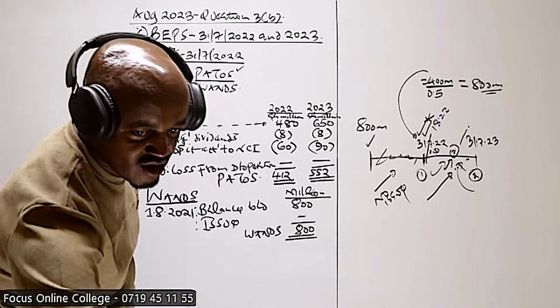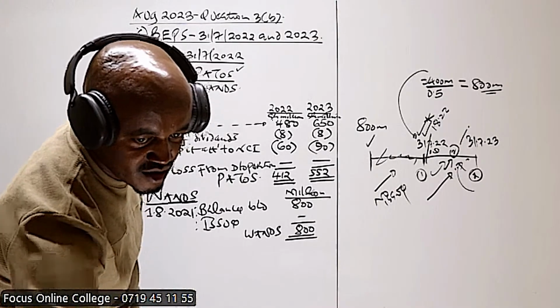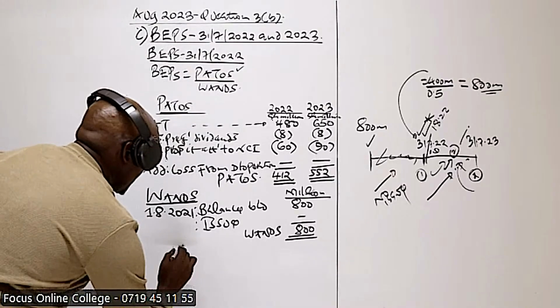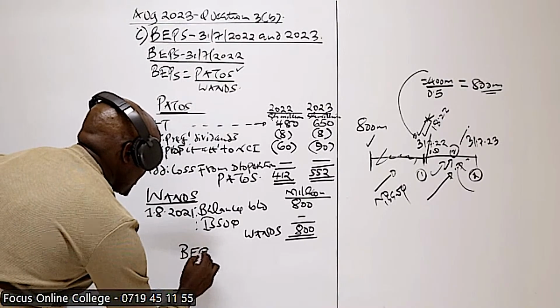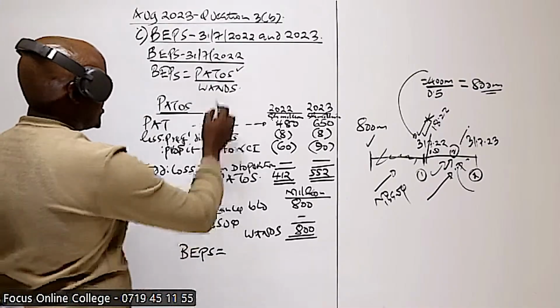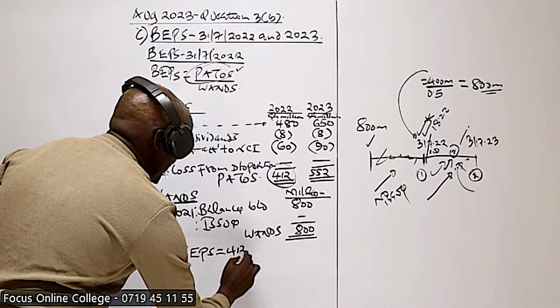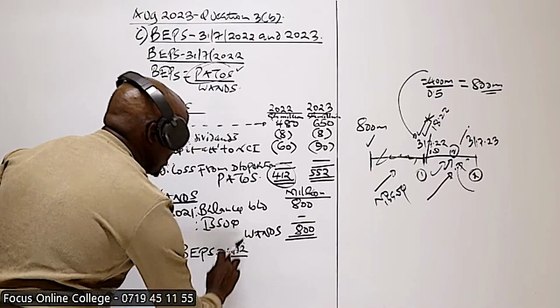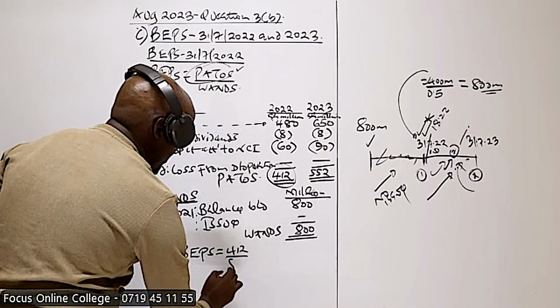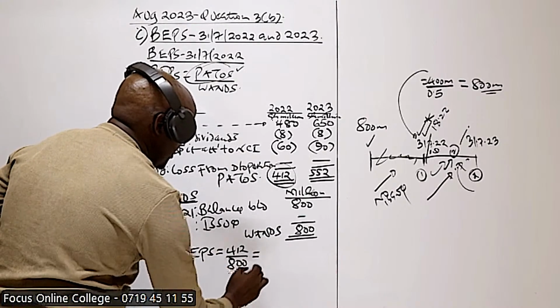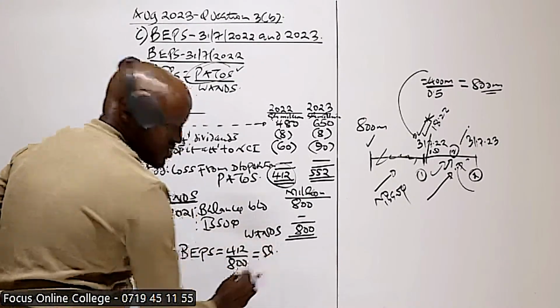We can move and compute the basic earnings per share by applying our formula, PATOS, this one, 412. And remember, all our figures are in millions of shillings, all over the weighted average number of ordinary shares, which is basically 800. And this will give us what?